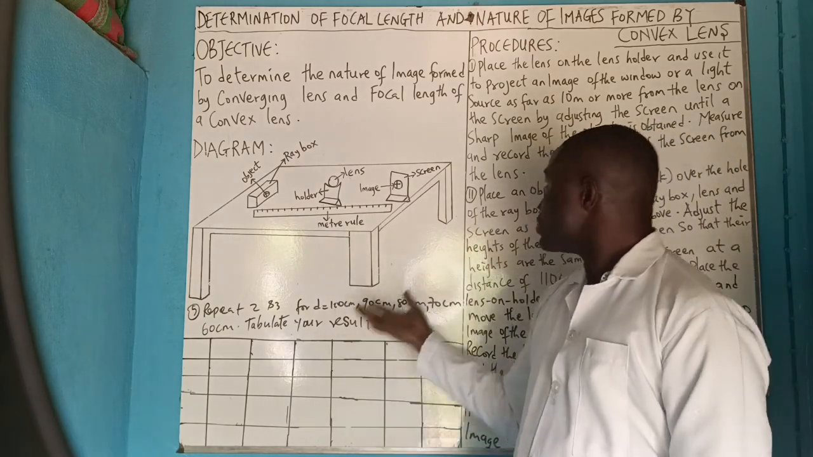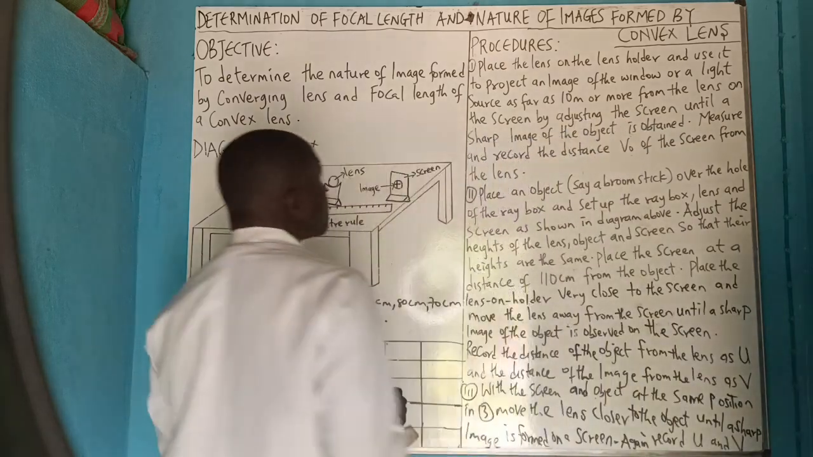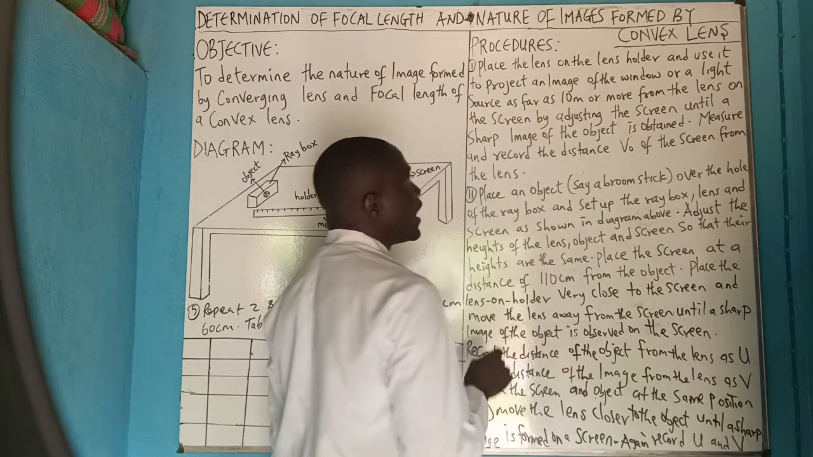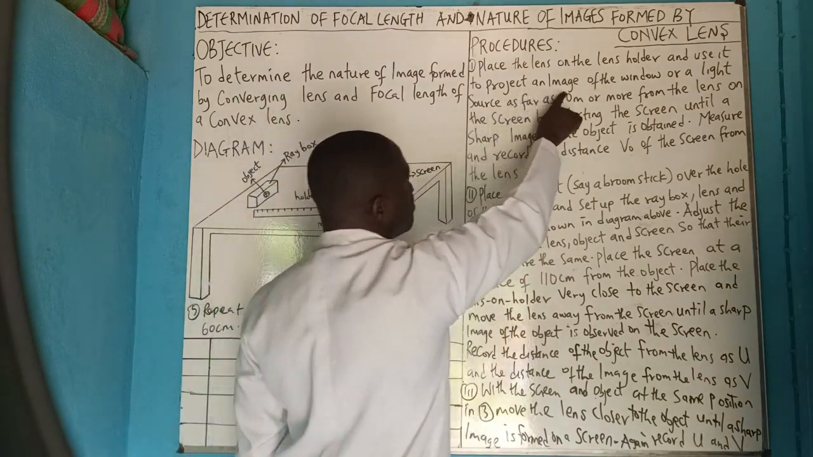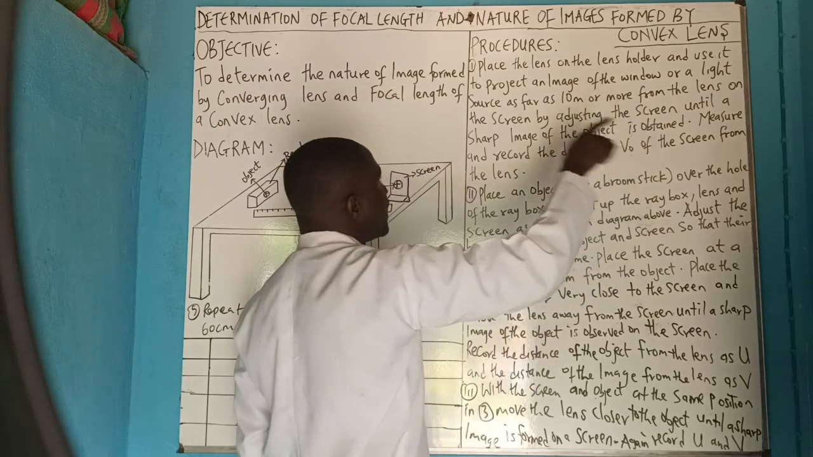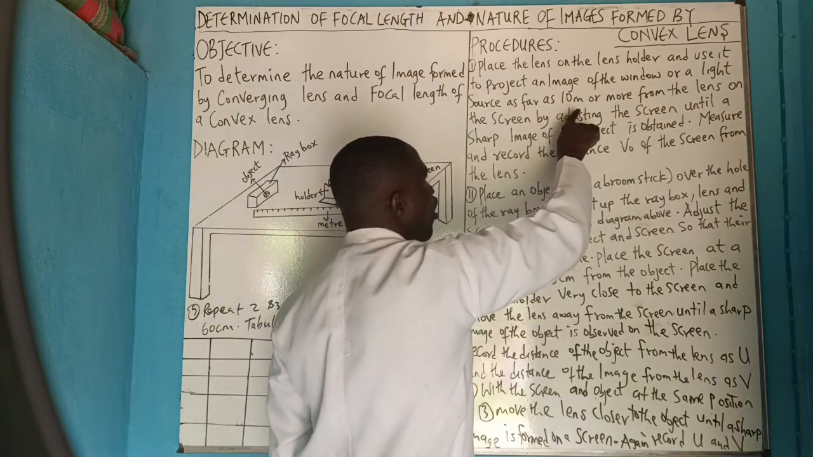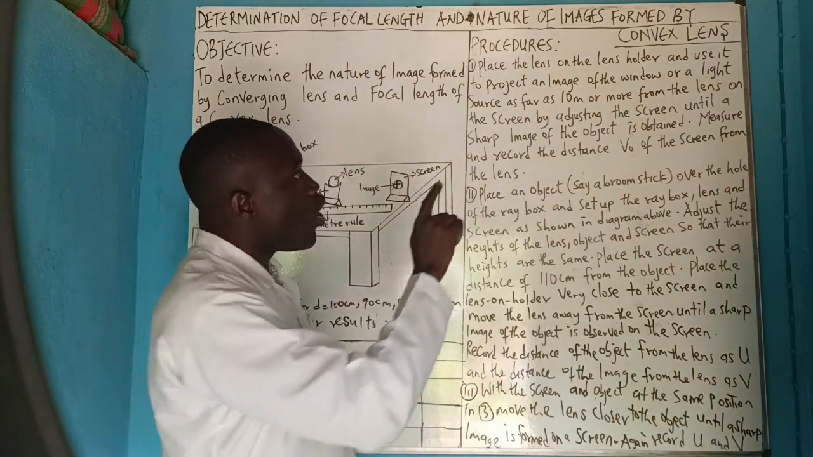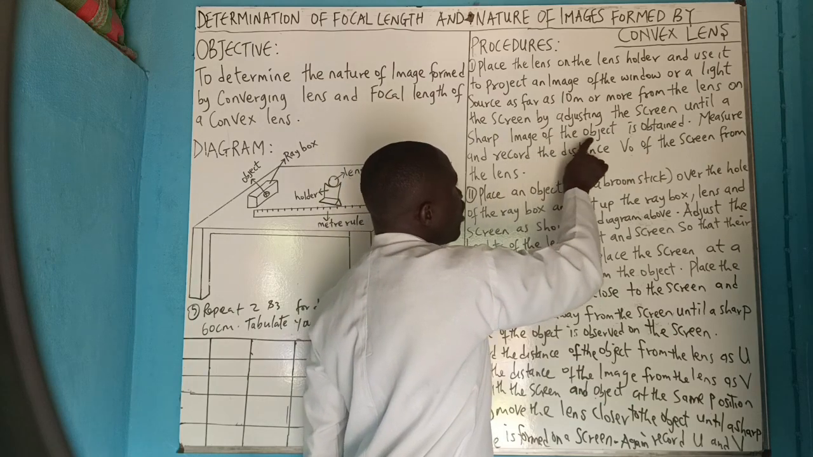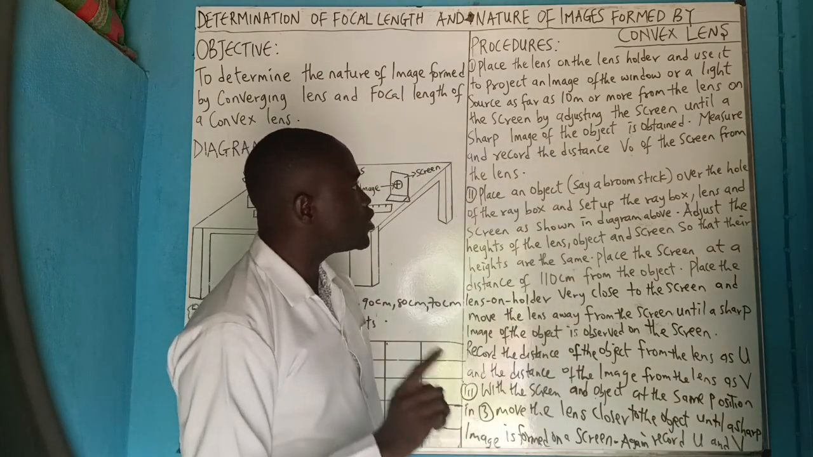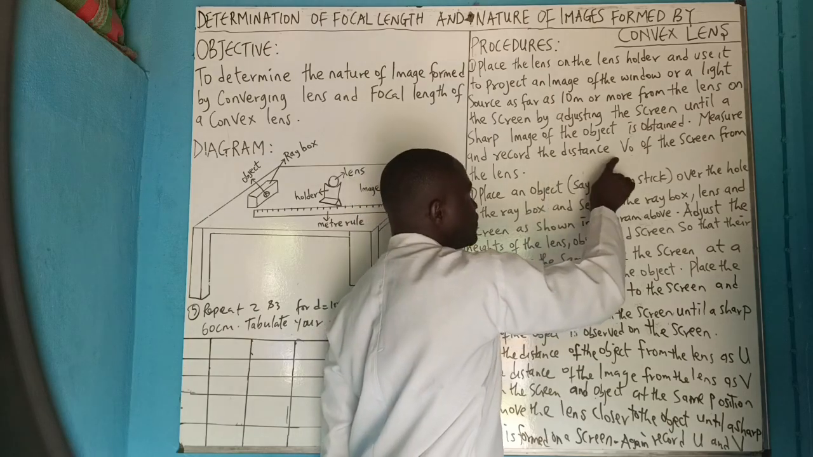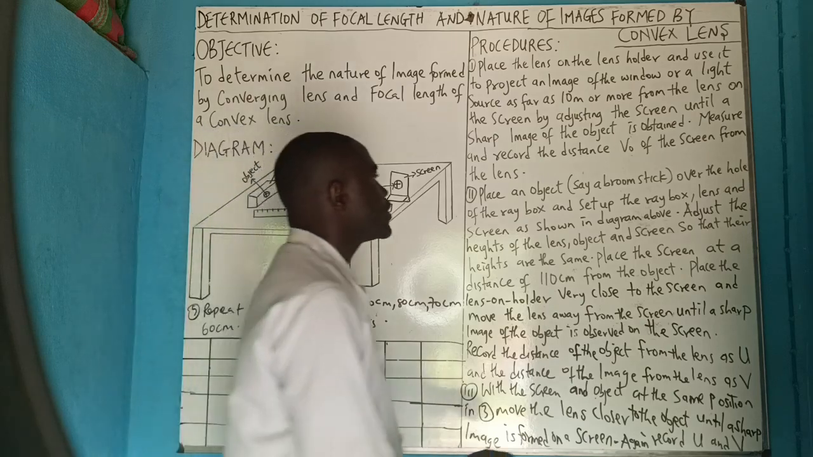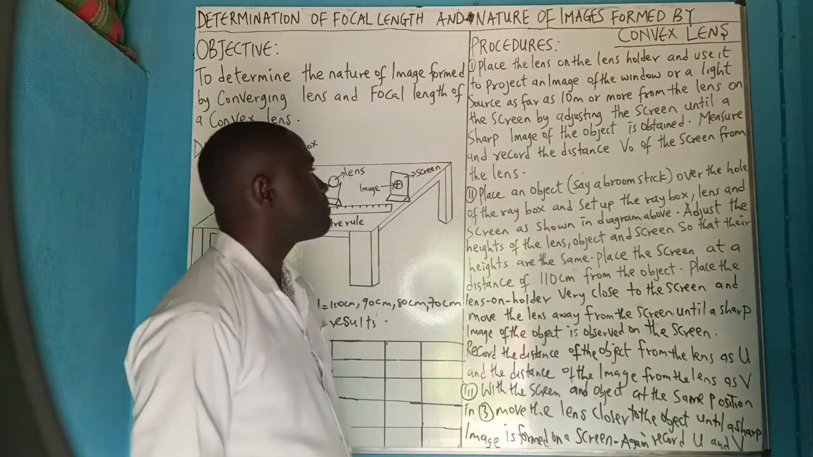Now look at the procedure. The procedure goes this way. Place the lens on the lens holder and use it to project an image of the window or a light source as far as 10 meters or more from the lens on the screen by adjusting the screen until a sharp image of the object is obtained. Measure and record the distance VO of the screen from the lens. That is one. Once we get that VO, we note it.